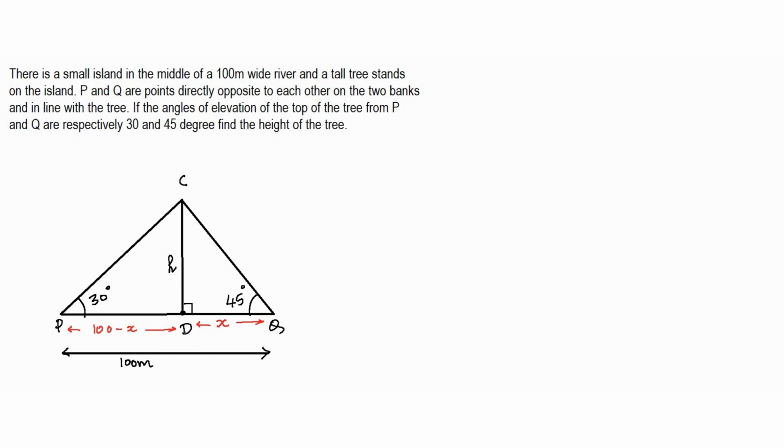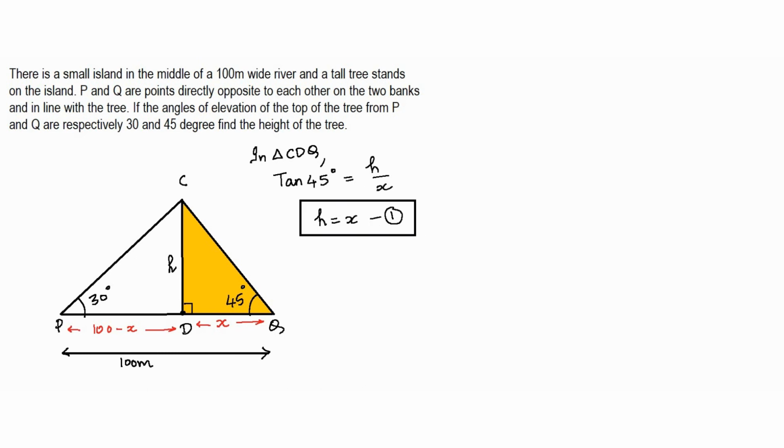So let me first pick the triangle CDQ. Let me pick this particular triangle. So in triangle CDQ, I can say that tan 45 degrees is going to be h upon x, and tan 45 is 1, which implies h equals x, and this is my first equation. So let's mark this as our first equation.